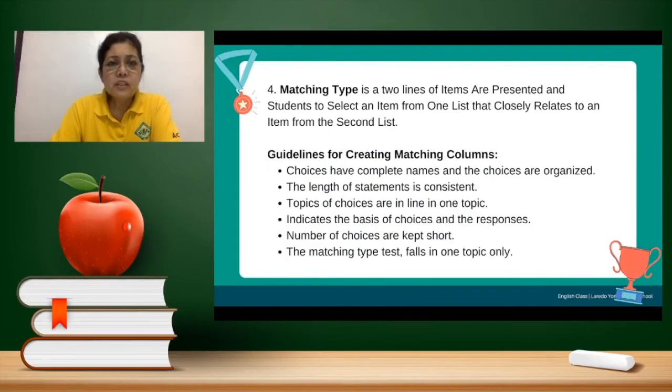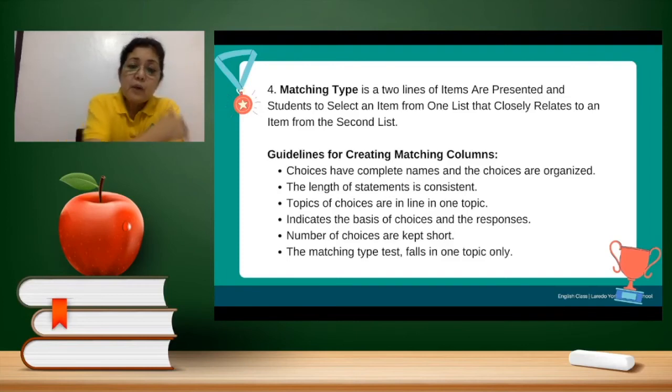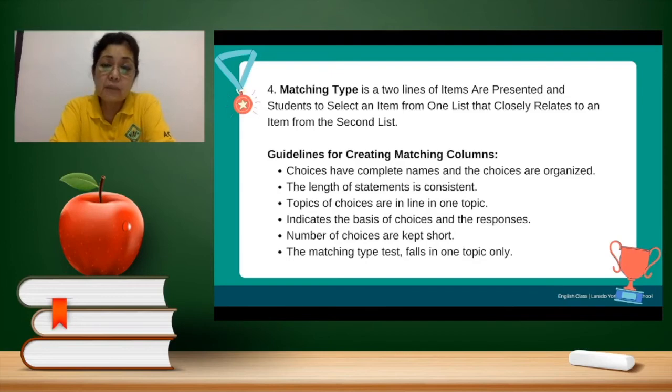What about the matching type? There are two lines of items presented, and the student selects an item from one list that closely relates to an item from the second list. So we have a column and we have choices. What are the guidelines? Choices have complete names and the choices are organized. The length of the statements is consistent. Topics of choices are lined up in one topic. Indicate the basis of choices and the responses. The number of choices is kept short. And the matching type test falls under only one topic.